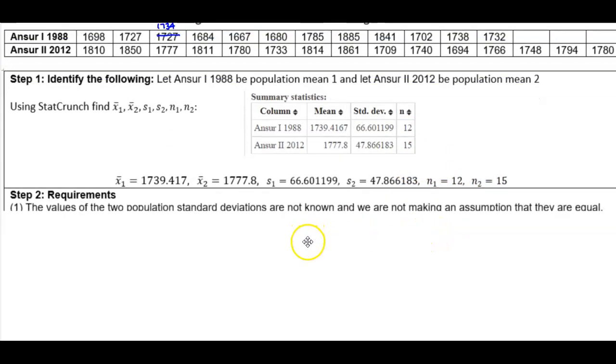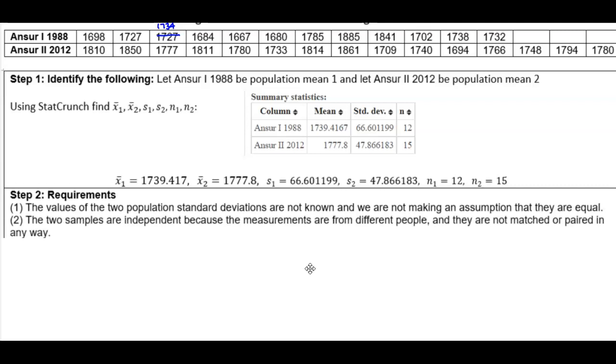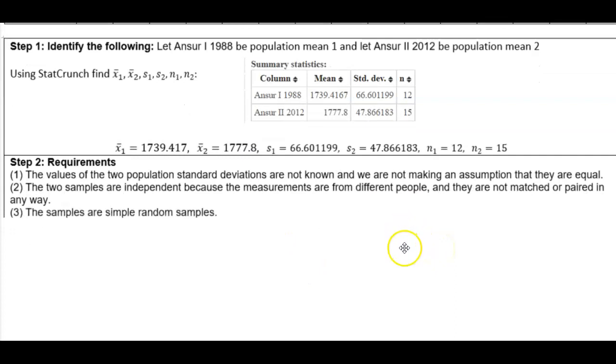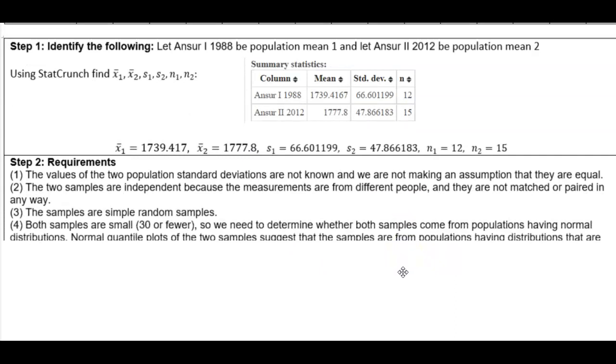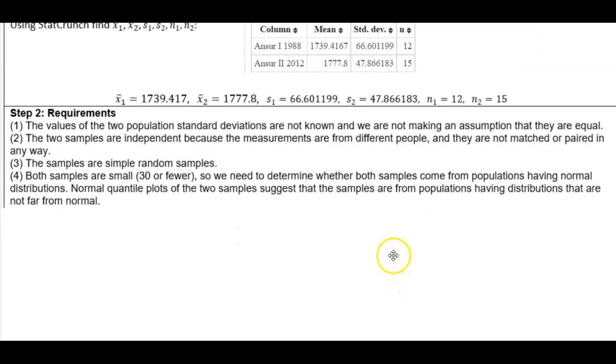Now we need to check the requirements. Number 1, the values of the two population standard deviations are not known, and we are not making an assumption that they are equal. Number 2, the two samples are independent because the measurements are from different people, and they are not matched or paired in any way. Number 3, the samples are simple random samples.